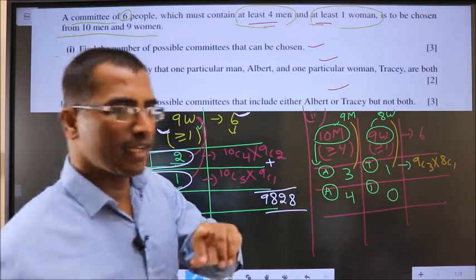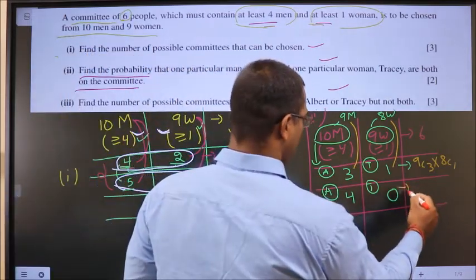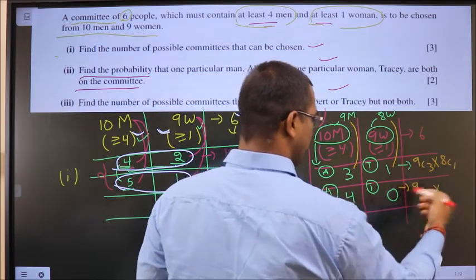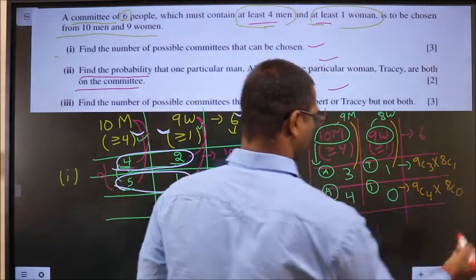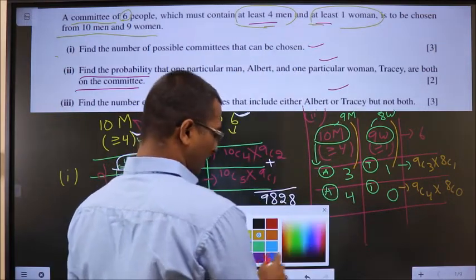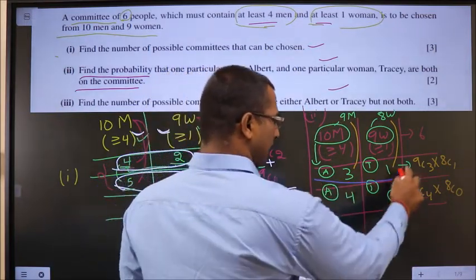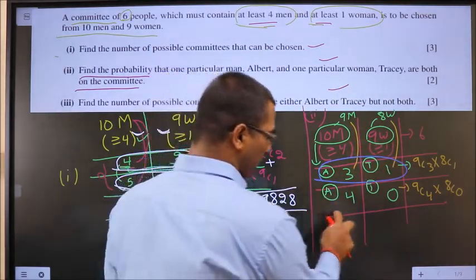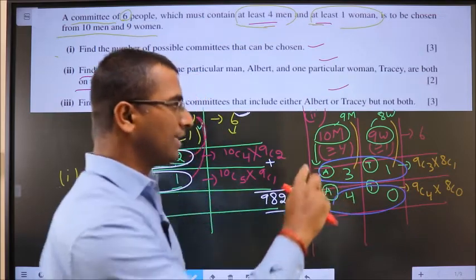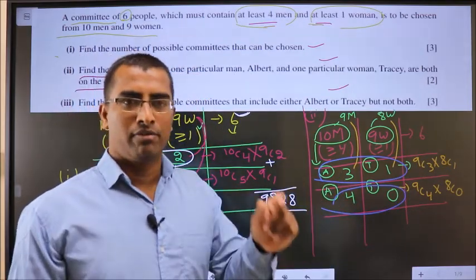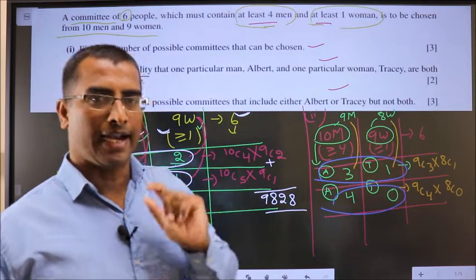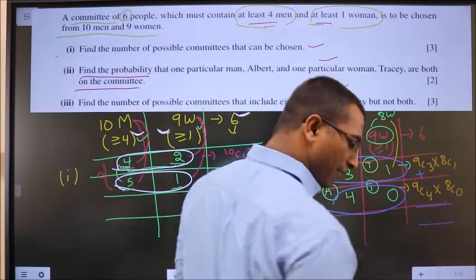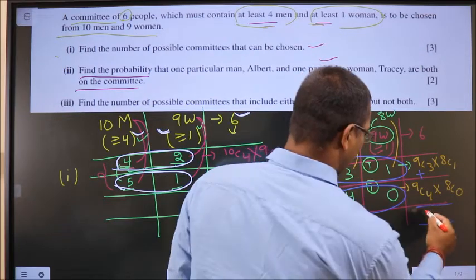Same way for the second row. From 9 you need to select 4, so 9C4. From 8 selecting 0 is 8C0. Next, either these set of numbers satisfied the condition and the count, or these set of numbers satisfied the condition and the count. Whenever it is "or", you need to add. So add these two. The final answer that you should get is 798.